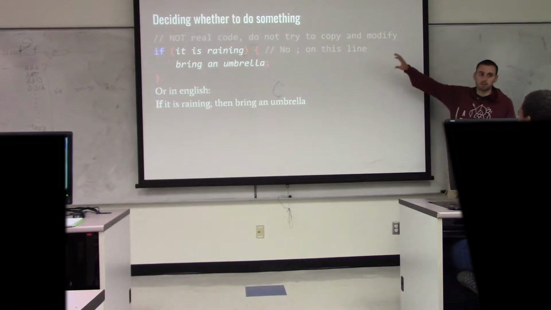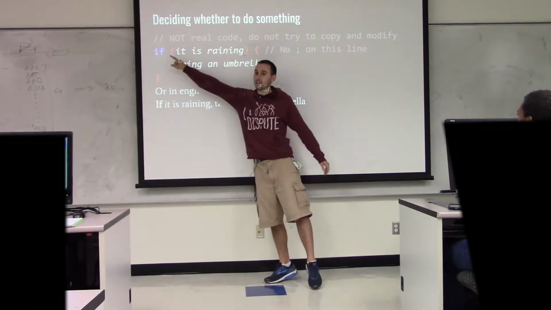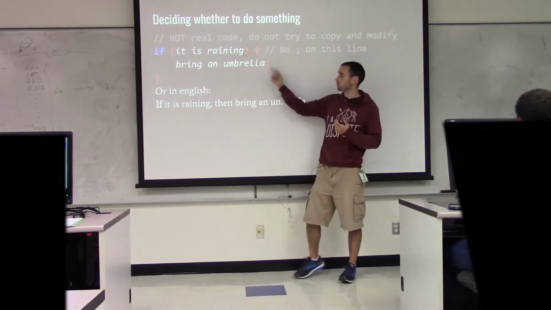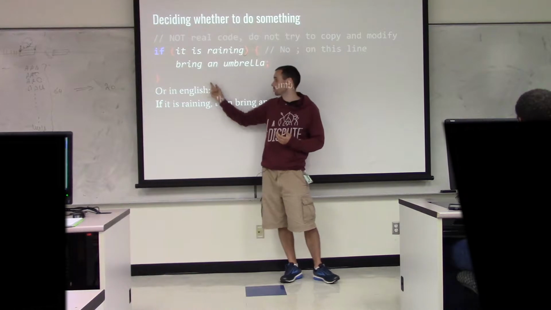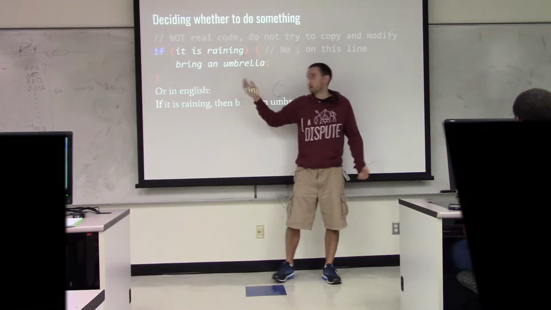So this isn't real code. Don't try to copy this and use it as code. That's why I have everything in italics. The idea is you have an if, and then you have some condition. It's either going to be yes or no. And then you have the code or the steps that you take if that condition is true. So if it is raining, bring an umbrella. If it's not raining, then you just don't do this.